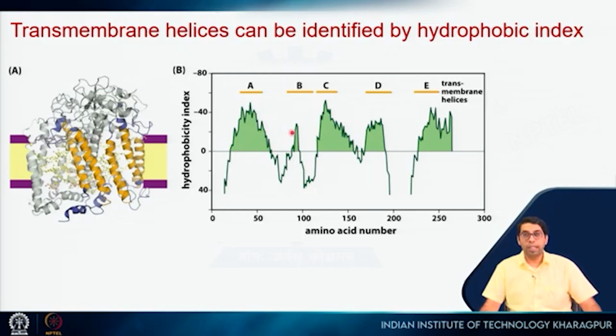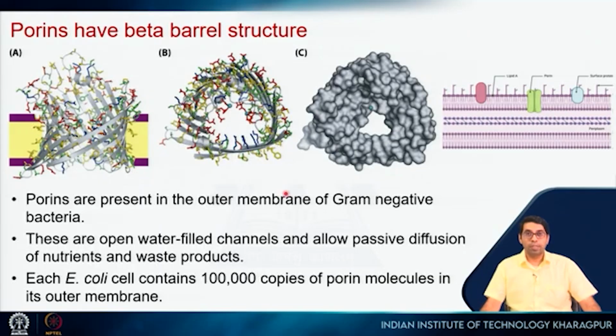So, this way we can actually identify transmembrane helices for a membrane protein just by looking at its amino acid sequence and calculating the hydrophobicity index. So let's look at some examples.